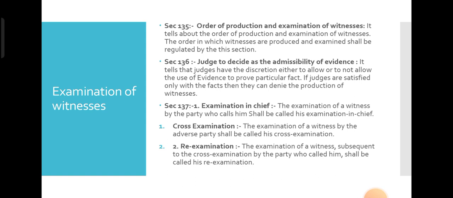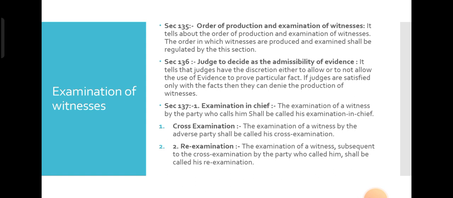Okay, now let's go to section 137, which gives a definition of examination in chief, cross examination and re-examination. So basically, what is examination in chief? The examination of a witness by the party who calls him shall be called his examination in chief. Let me give an example: if we are calling a witness, then our party will conduct the examination in chief, because we are calling that witness.